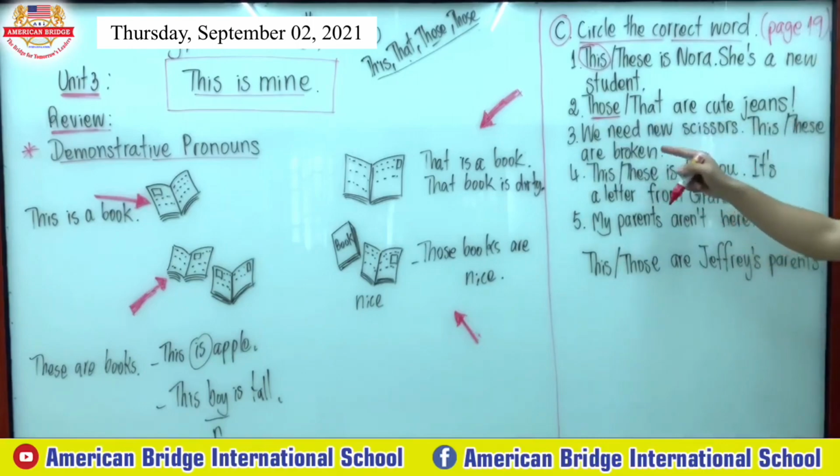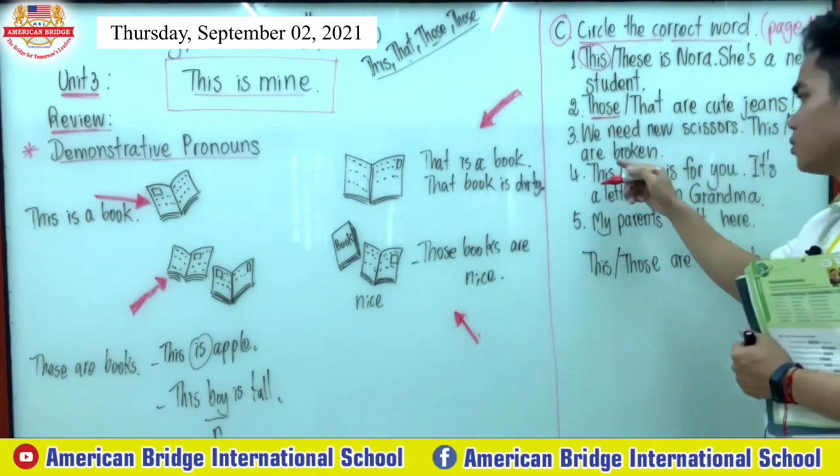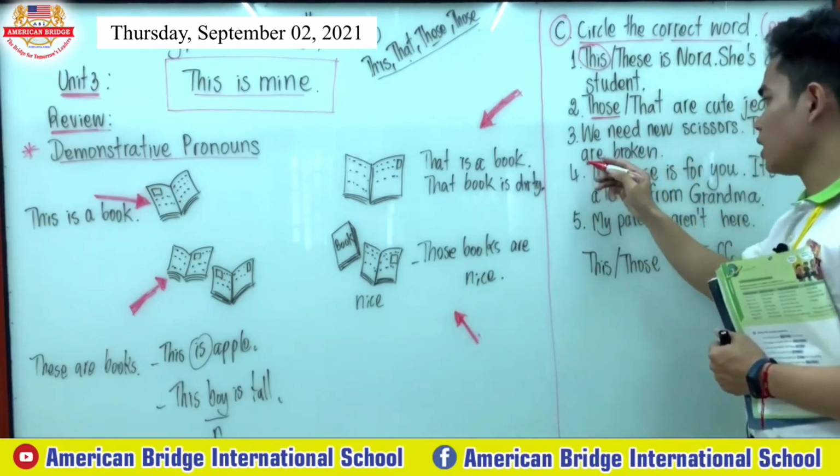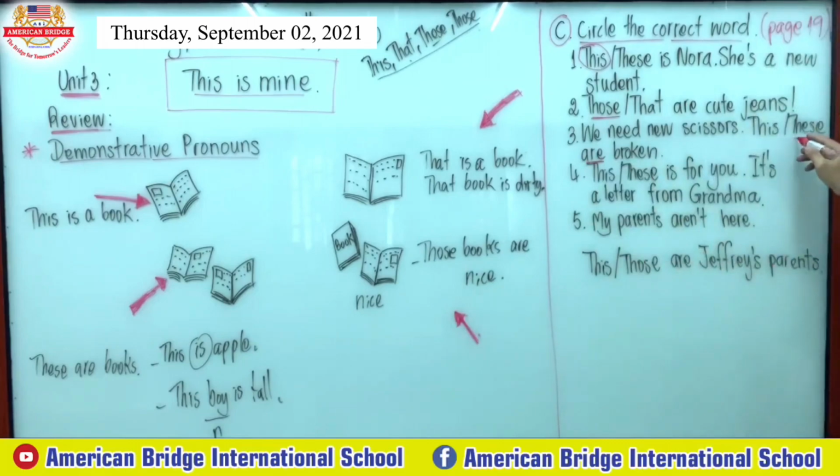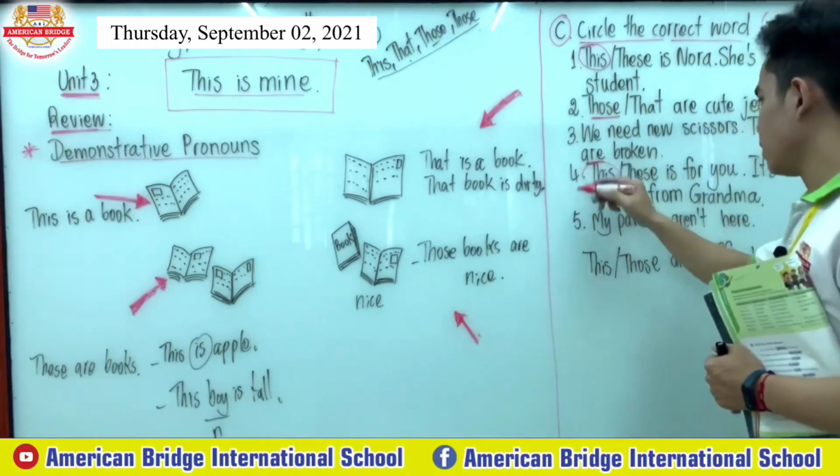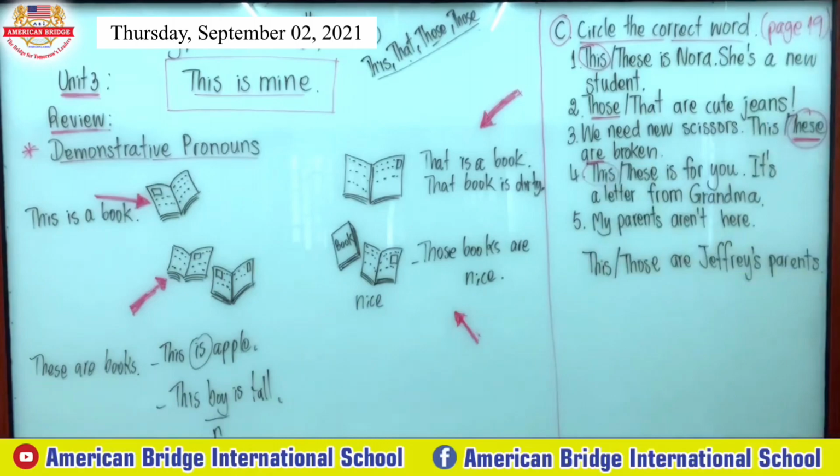So number three, we need new scissors. These are broken. So make sure you just focus on the to be that we use with "are", so it must be the word "these" because every plural we have to use with to be "are", right? We need new scissors. These are broken. Number four, this and these. This is for you or these are for you. Okay, it must be "this", right? So this is for you. It's a letter from grandma.